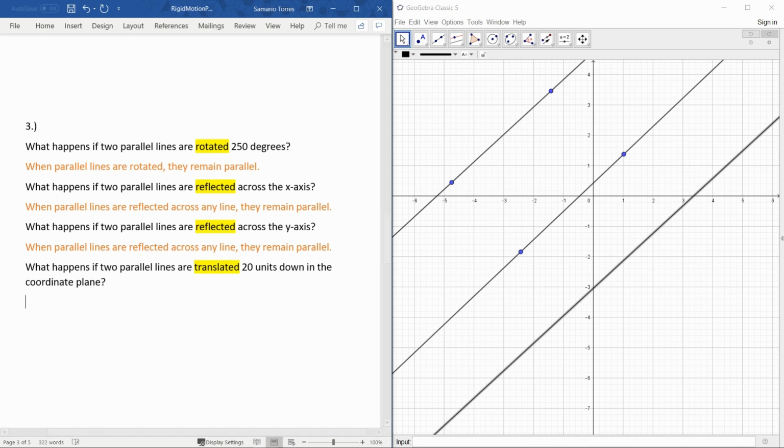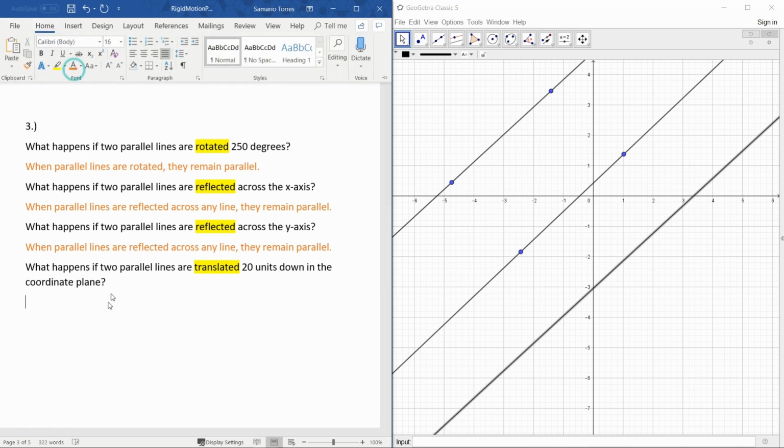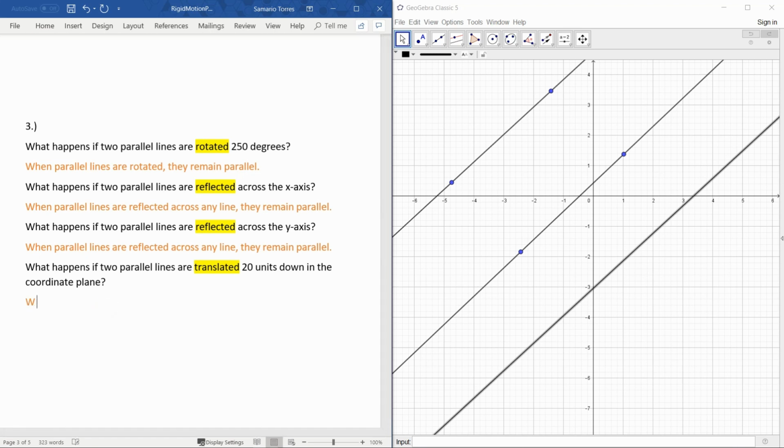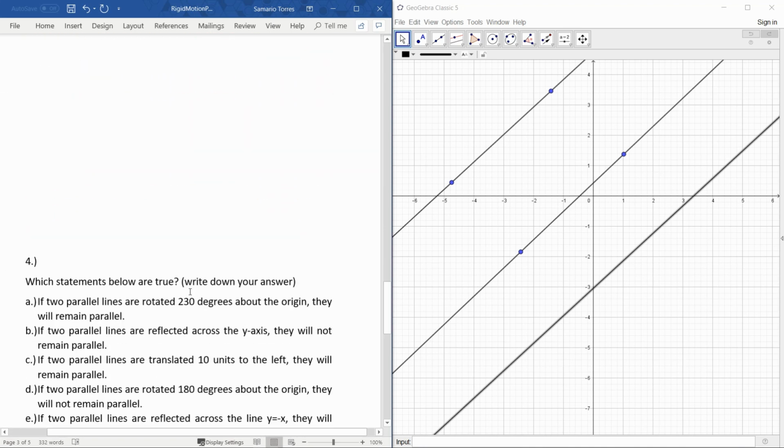So we can say again, when parallel lines are translated any amount, they stay parallel. I will say they remain, to keep our vocabulary consistent, they remain parallel. So that's pretty much all it's saying. It doesn't matter how much you translate, 20 units down, 50 units right, they're still going to be parallel. Let's look at this last question.